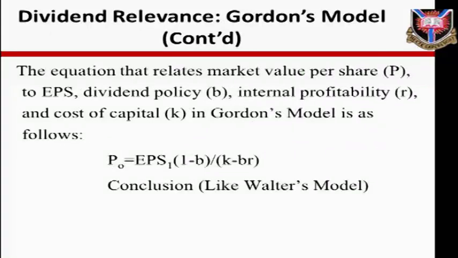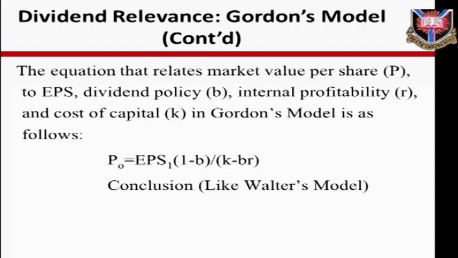The equation that relates market value per share P to EPS, dividend policy, internal profitability, and the cost of capital K in the Gordon model is as follows: P0 equals EPS times (1 minus b), divided by (K minus bR).